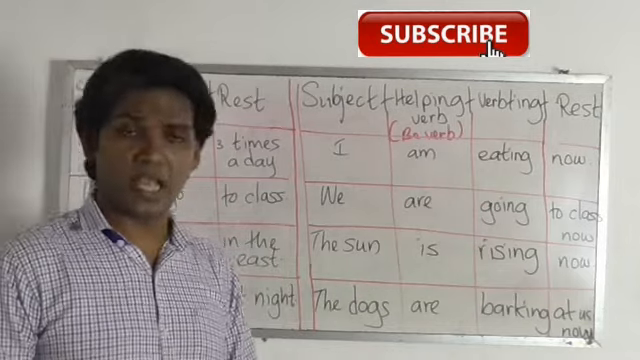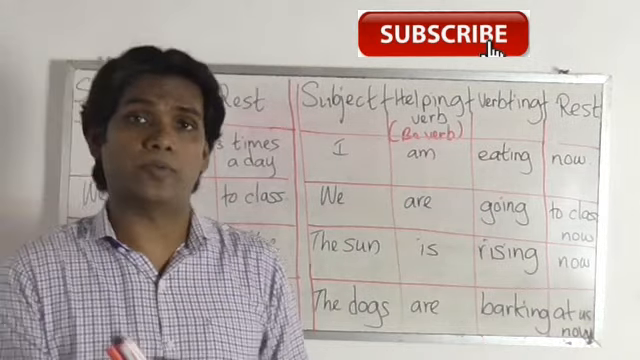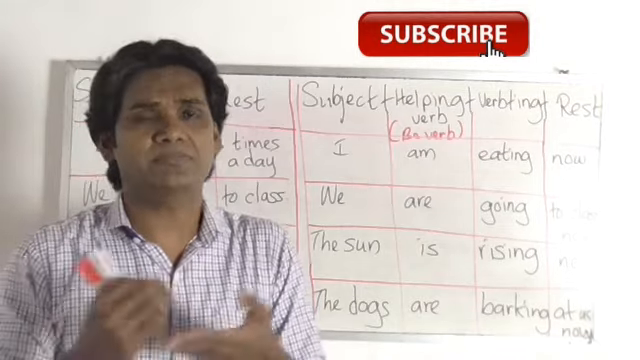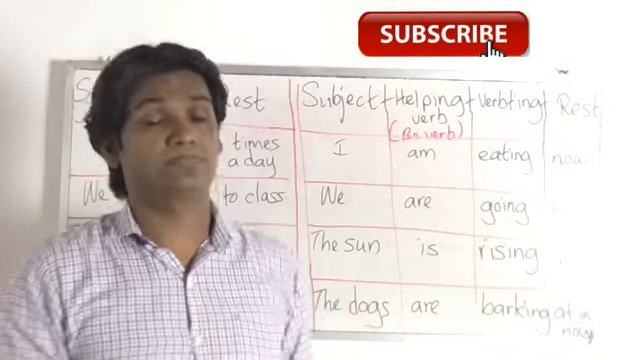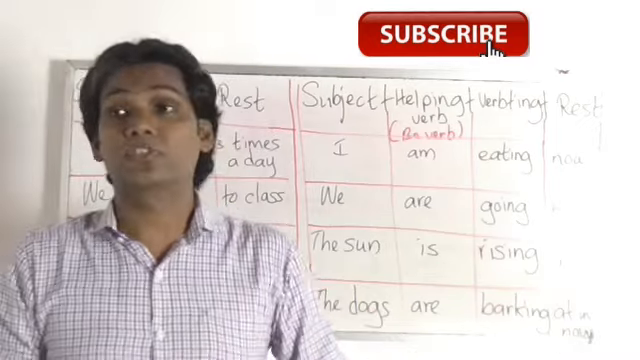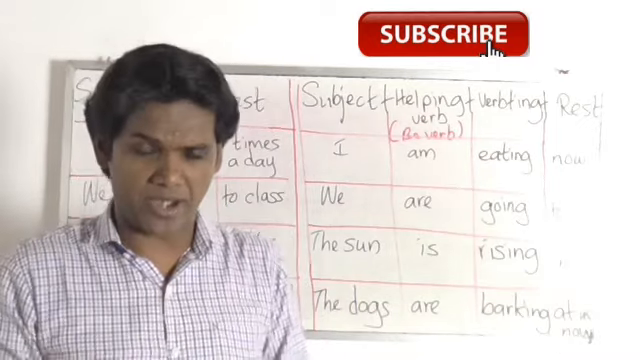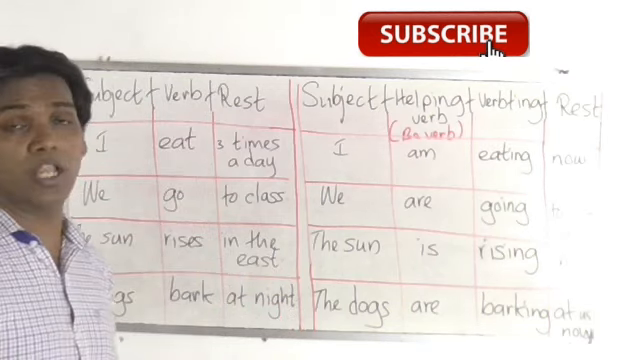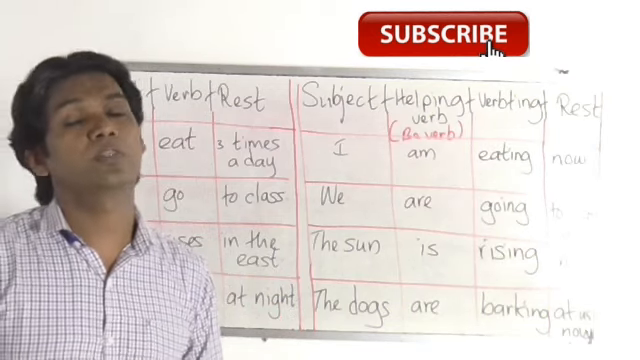We are going to class now. Now you're going somewhere, one of your friends is asking, hi, where are you going? You're saying, I'm going to class. They're going to class. She's going to class, which is happening now, at the moment of speaking. Here, we go to class, not now.